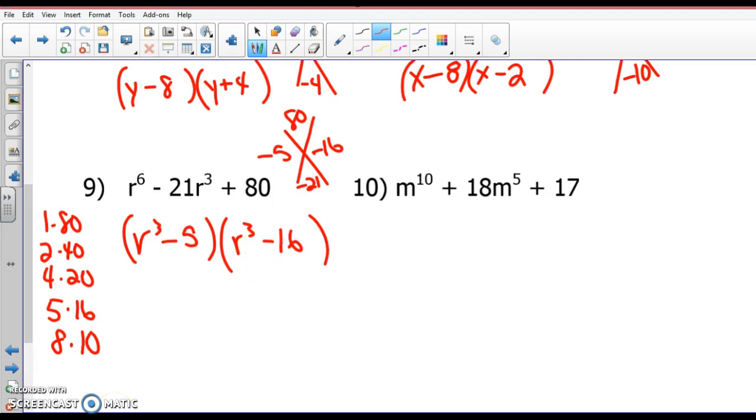Now, just to prove to you that this will work, let's do FOIL. My first, r cubed times r cubed, is r to the 6th, because when you multiply like bases, you add the exponents. My outers are going to be negative 16r cubed. My inners are going to be negative 5r cubed. And my last are going to be positive 80. When I combine my like terms, I do get negative 21r cubed from my middle term. Does that make sense?